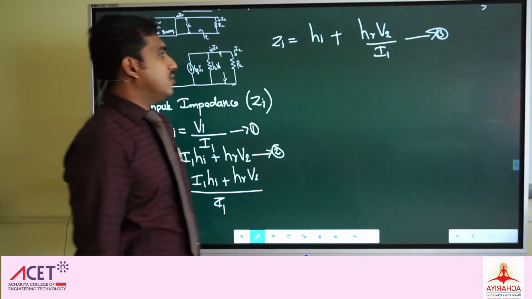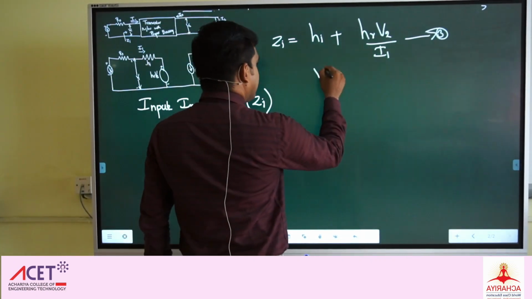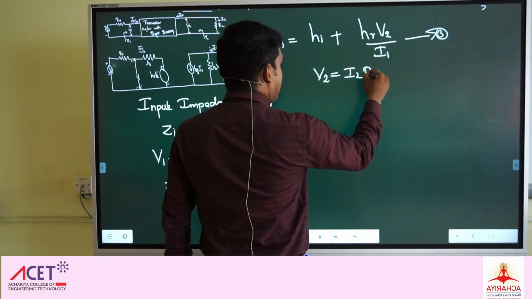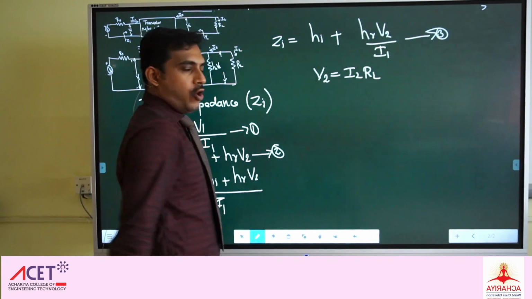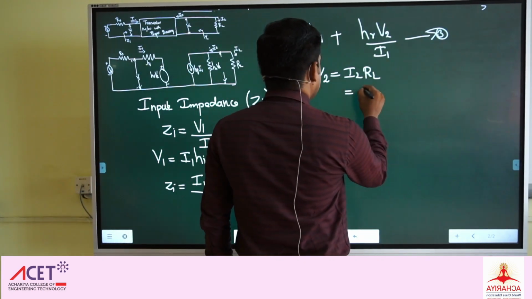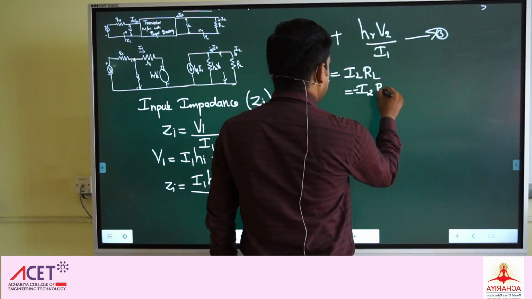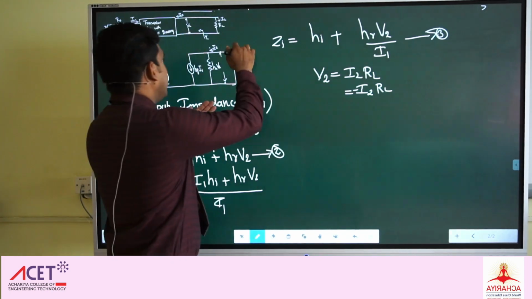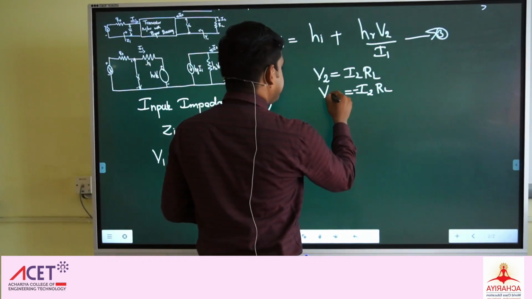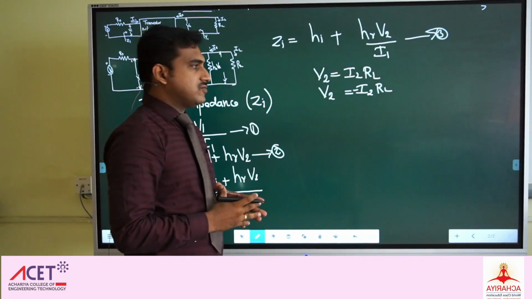Now we know that V2 is equal to, as in the previous section where we also substituted this, V2 is equal to IL into RL, output current into output load resistance. IL we know is minus I2 into RL, because IL and I2 are in opposite directions but equal in magnitude. So V2 equals minus I2 RL. Instead of I2, we can write one equation.